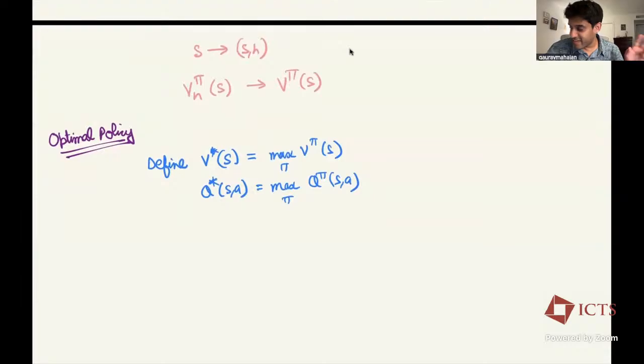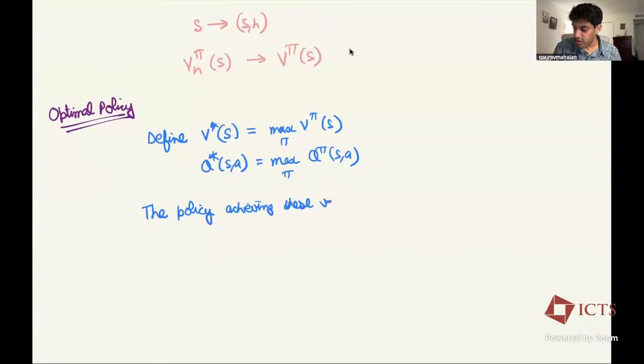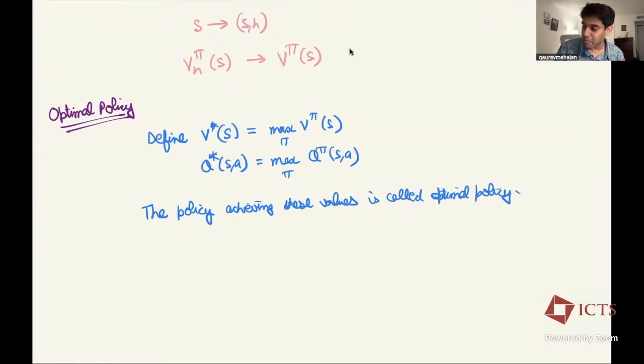In the sense that these things are well defined, the policy achieving these values is what we call the optimal policy. So these are optimal value functions, and the policy which achieves this value is called the optimal policy.